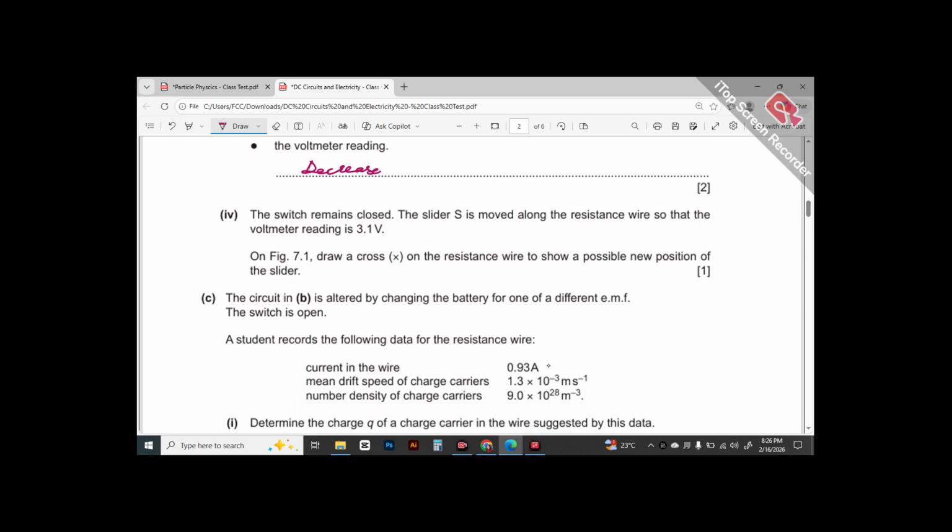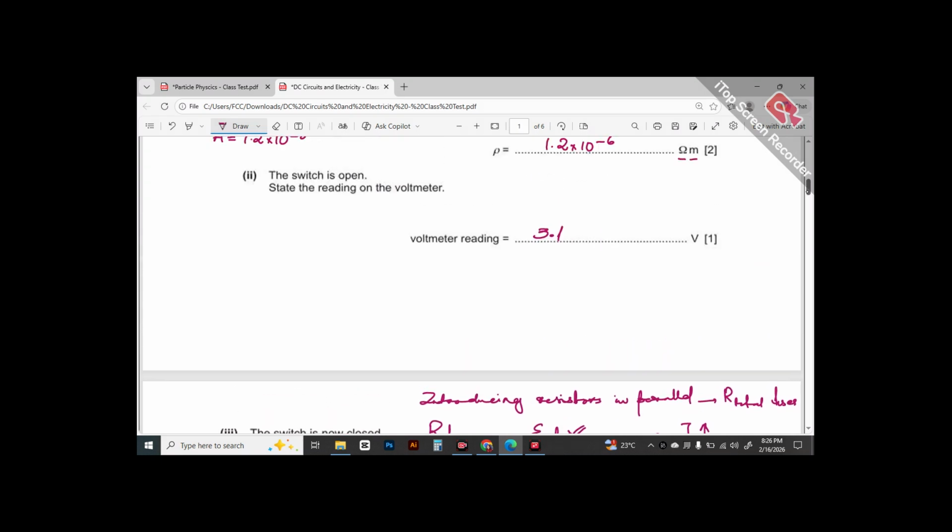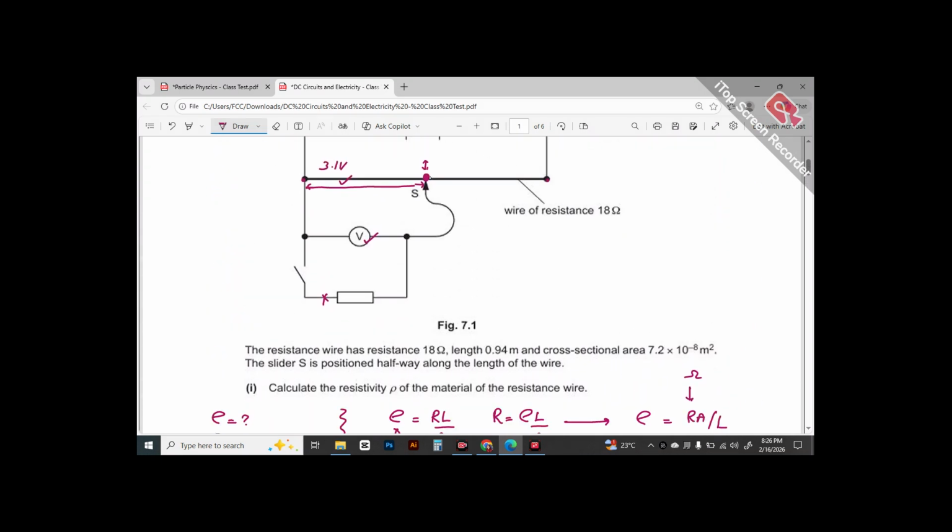Then the switch remains closed, यानी वो जो fixed resistor था it remains connected to the circuit. The slider is moved along the resistance wire so that the voltmeter reading is 3.1. यानी जब पहले स्लाइडर बिल्कुल सेंटर में था और रीडिंग 3.1 आ रही थी, फिर जैसे ही हमने इस रेजिस्टर को अपने सर्किट में कनेक्ट किया तो अभी हमने कंक्लूड किया कि वोल्ट मीटर पे जो यहाँ पर सेंटर में स्लाइडर रखने पर जो वैल्यू आ रही थी अब वो कम हो गई, यानी वो 3.1 से कम हो गई होगी.